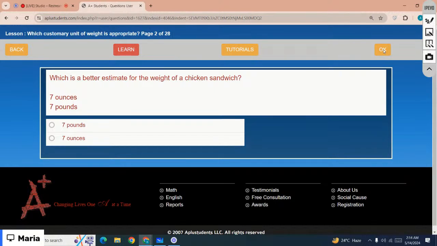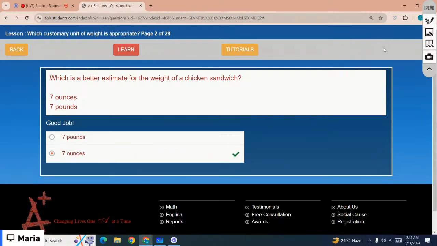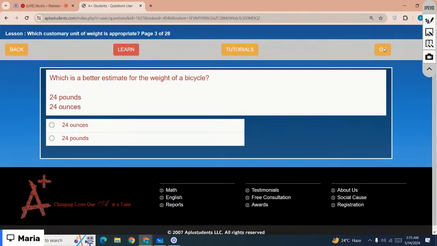The correct option is 17 ounces because that's just a sandwich, right? And 17 pounds is too much for the sandwich. Which is a better estimate for the weight of a bicycle? 24 pounds or 24 ounces? Which is the correct option?